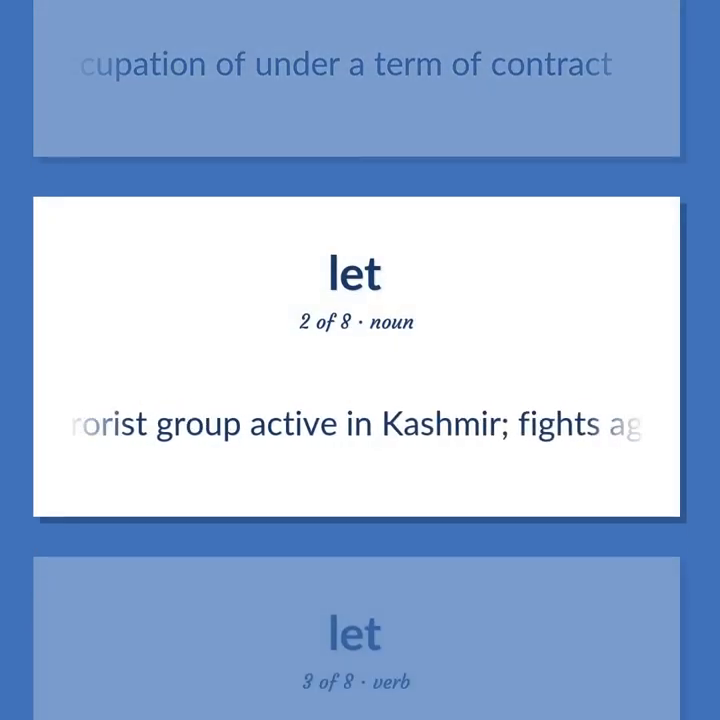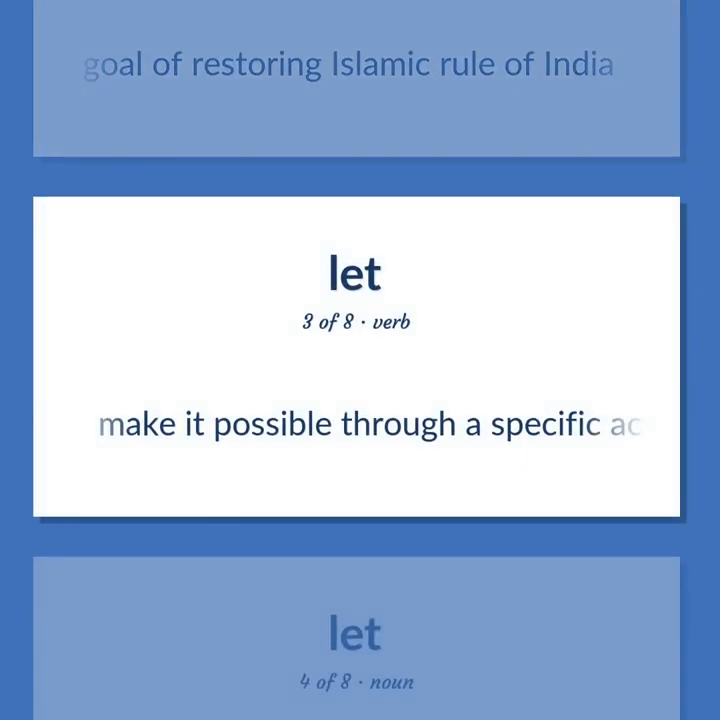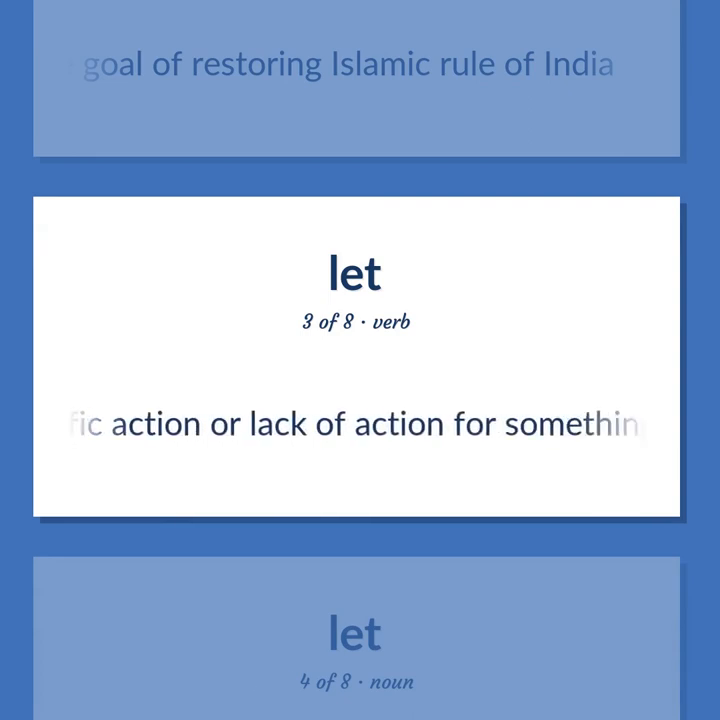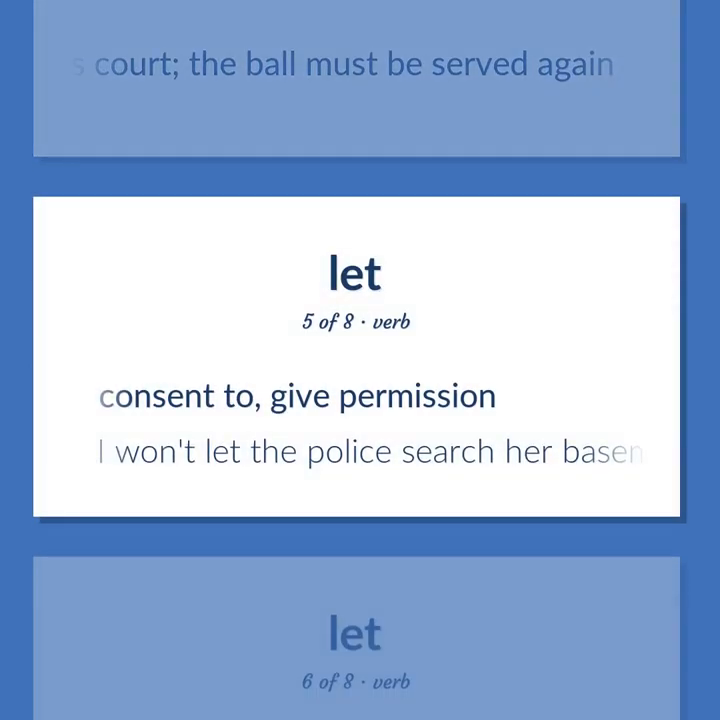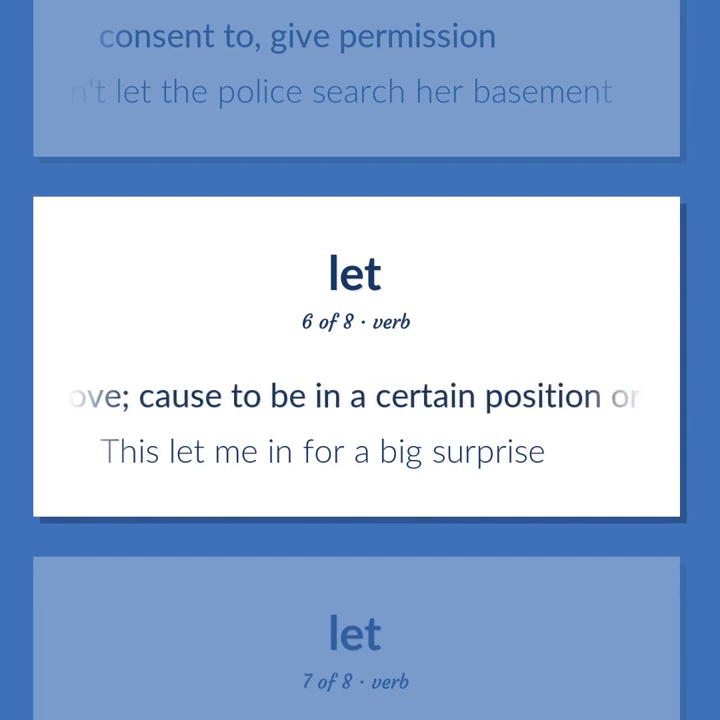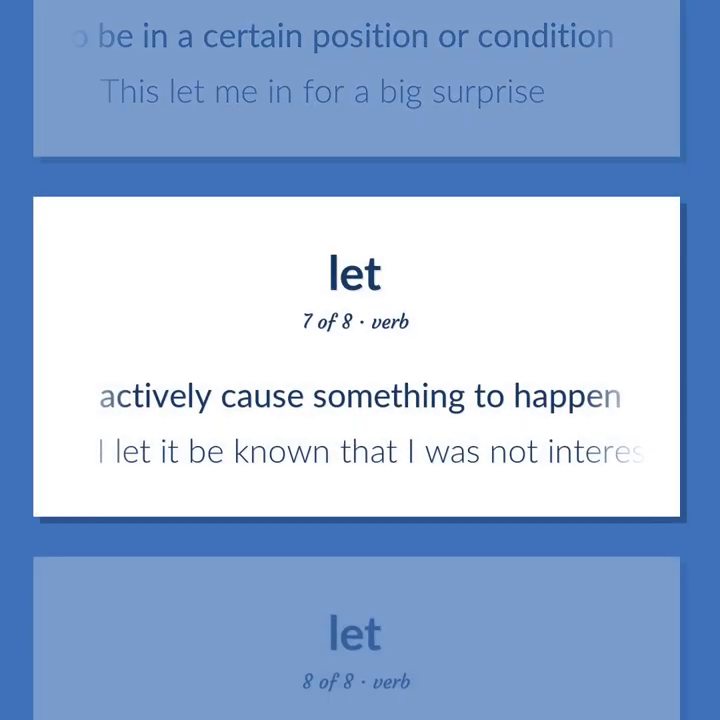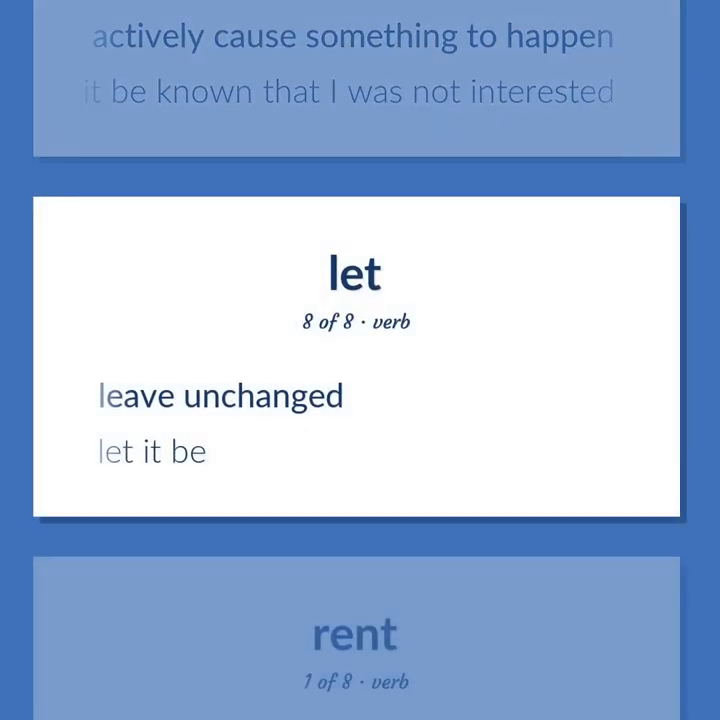A brutal terrorist group active in Kashmir fights against India with the goal of restoring Islamic rule of India. Make it possible through a specific action or lack of action for something to happen. A serve that strikes the net before falling into the receiver's court, the ball must be served again. Consent to, give permission. I won't let the police search her basement. Cause to move, cause to be in a certain position or condition. This let me in for a big surprise. Actively cause something to happen. I let it be known that I was not interested. Leave unchanged. Let it be.